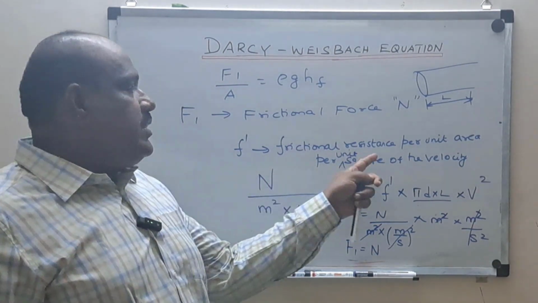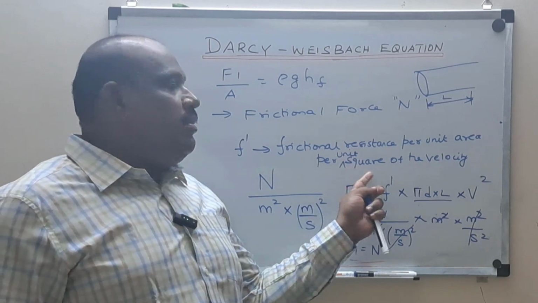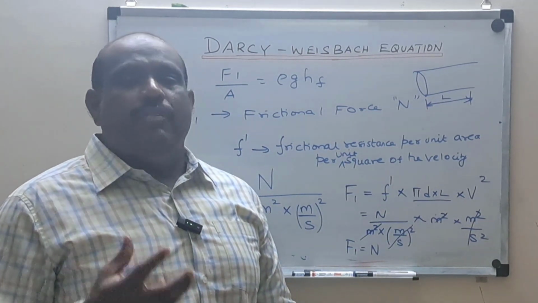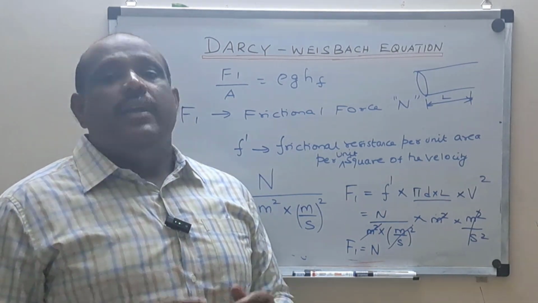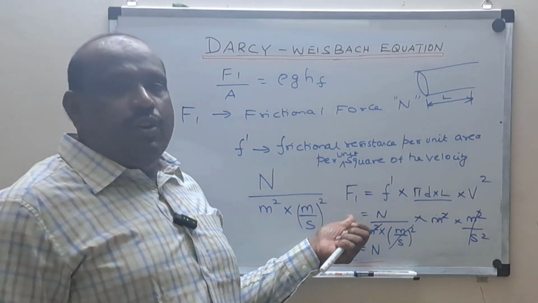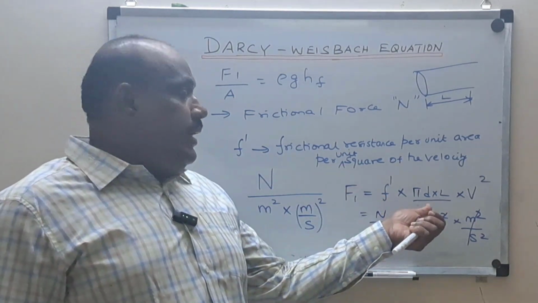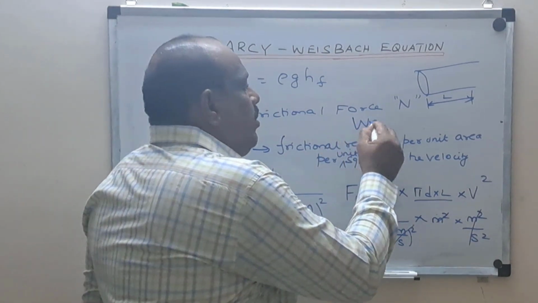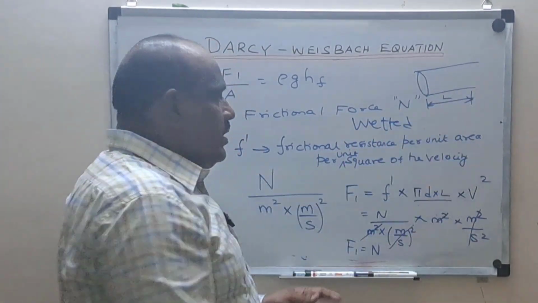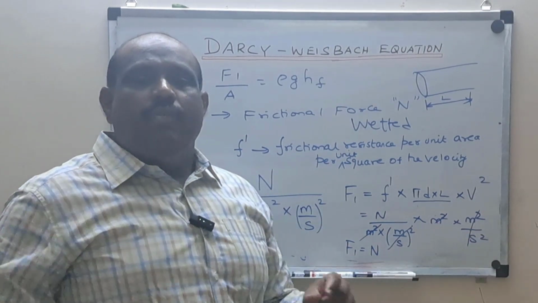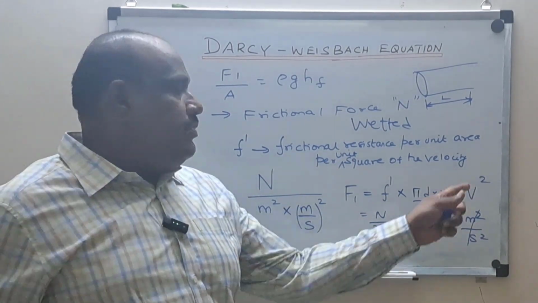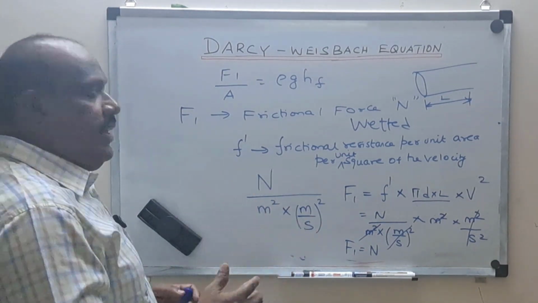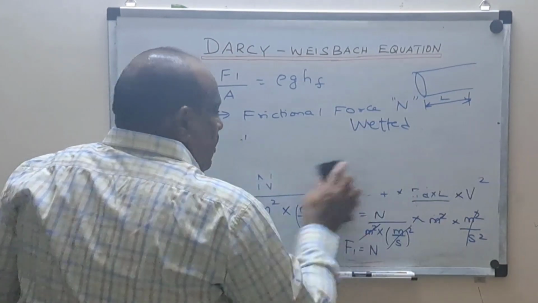Okay, that is what I told: frictional resistance per unit area per unit square of the velocity. I hope now you got the idea what is the unit of F dash and what is the unit of F. Now we are going to define the frictional force in terms of frictional resistance into the wetted area. This area is called the wetted area, where the fluid will be touching the tube. So it is pi d into L into v squared. This is the formula we arrived at. Now I hope you are clear with the units also.